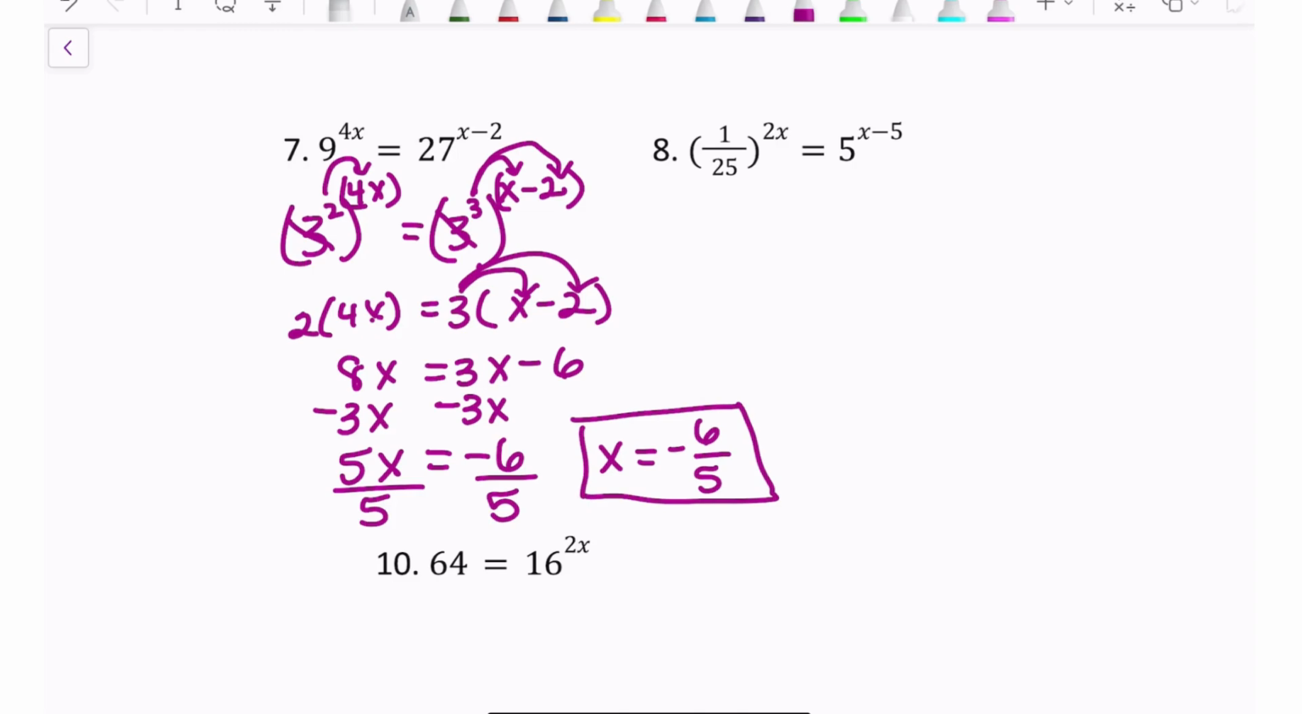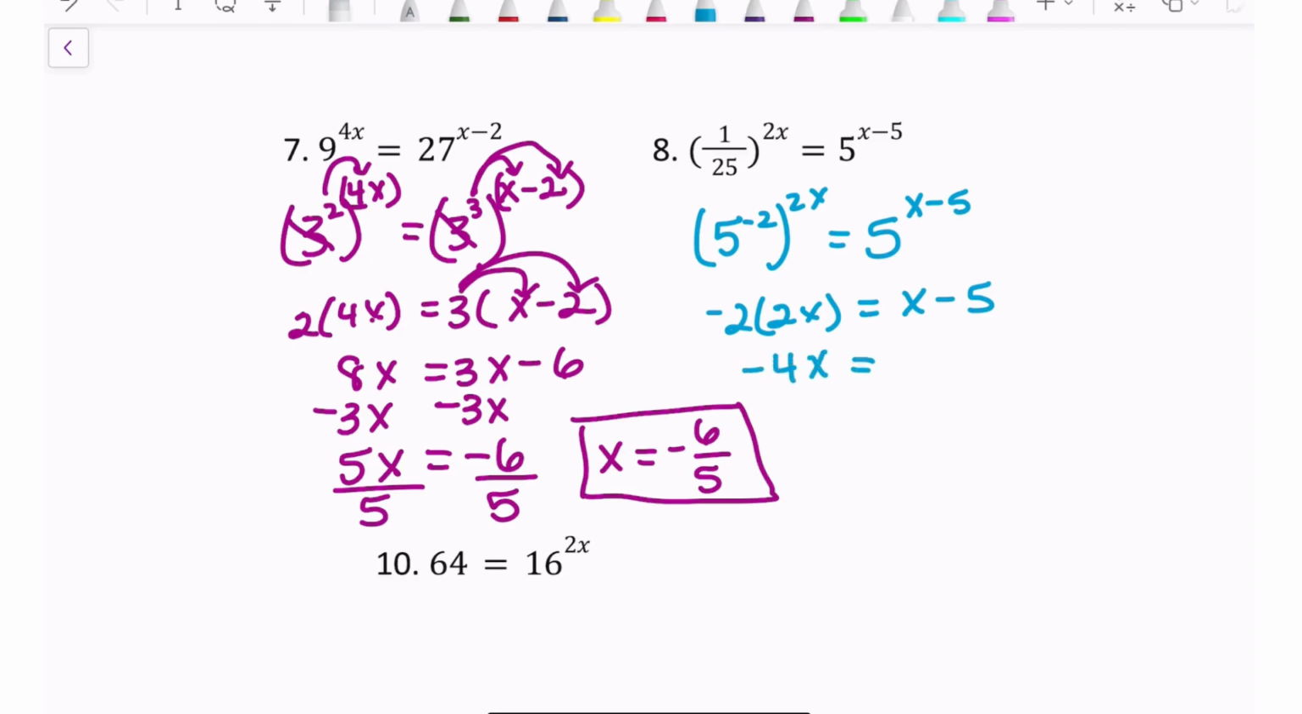All right, number 8. I see 1 over 25. Well, I know 5 squared is 25, so I could rewrite this as 5 to the negative 2. And now I have a base of 5 for both, so I can drop my bases, do negative 2 times 2x is equal to x minus 5. So once I get that same base, I drop them. Simplify, that's negative 4x. Whoopsies. I would take away x from both sides. I have negative 5x equals negative 5, so x would have to be 1.